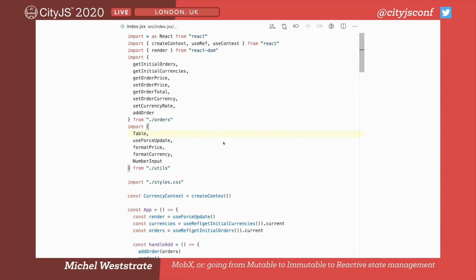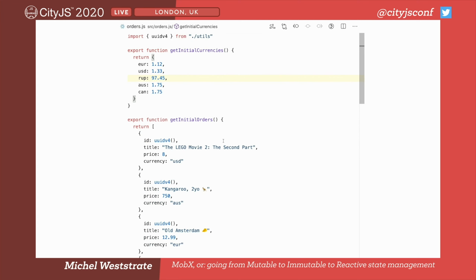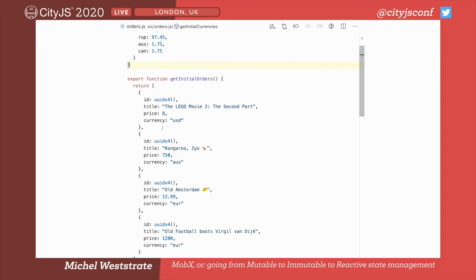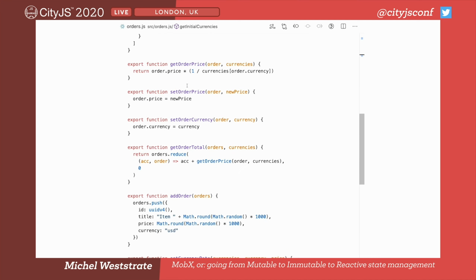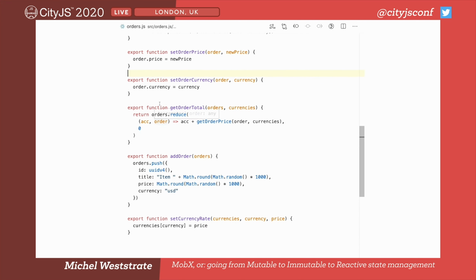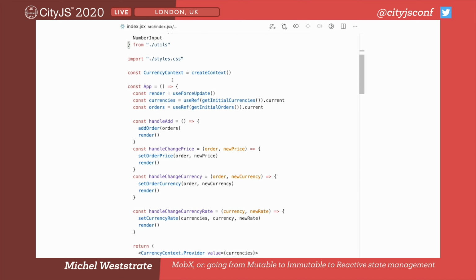So here's the application. First of all, I put all the domain logic in a separate file. So here we manage the currencies and we manage the orders. And there's a bunch of straightforward updater functions that change the currency, change the price, add a new order, etc. Nothing really super complicated about this, but I separated the domain logic. That's what I like to do in general.